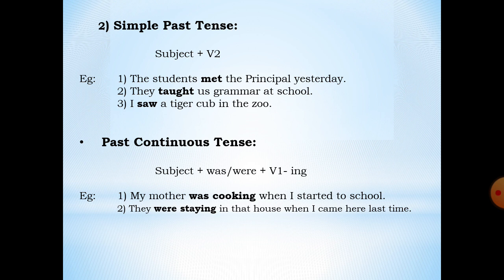Second sentence, they were staying in that house when I came here last time. They is a plural subject. Were is used because the subject is plural, and staying, stay plus ing, so the verb became staying, which indicates that it is a continuous tense. It is a past continuous tense. Okay, so understood? It's very easy to understand. You only have to remember the tenses and helping verbs, which helping word is supposed to be added.